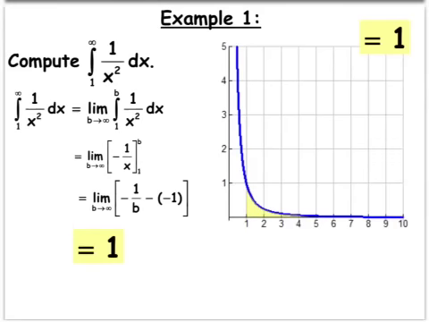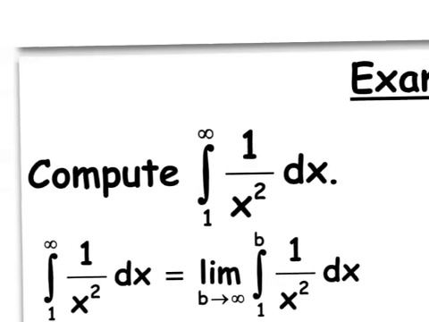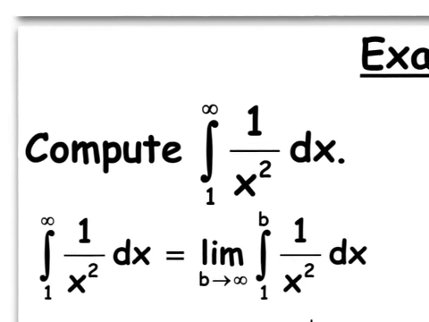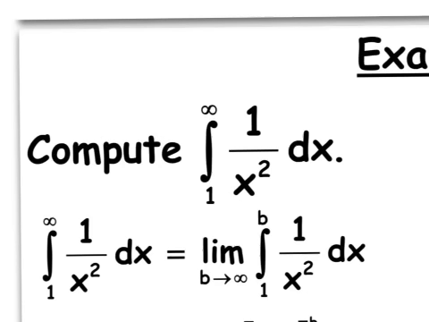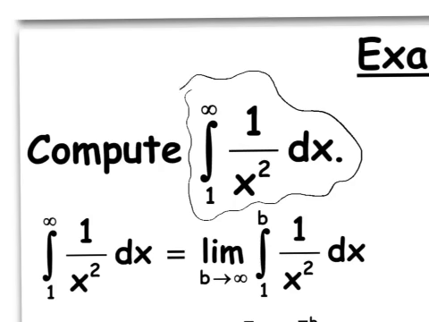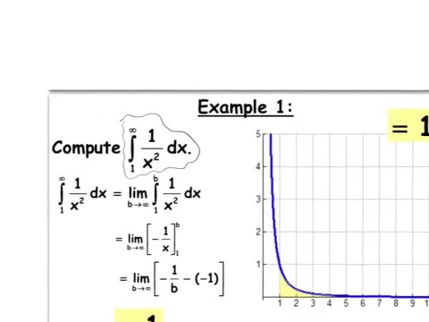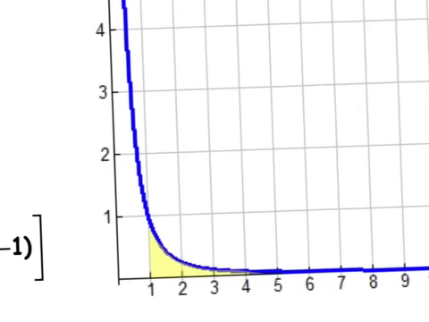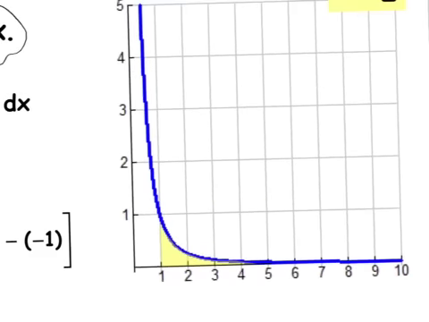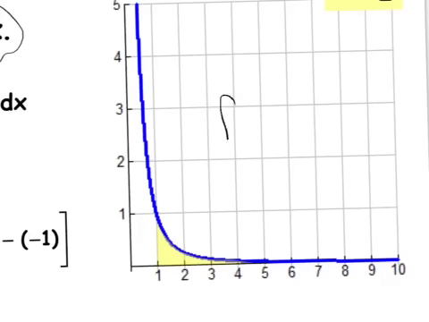So let's do our first example. What we're going to end up doing is we are going to compute the integral from 1 to infinity of 1 over x squared dx. The integral from 1 to infinity of 1 over x squared dx. And in order to do so, first you probably should think about what's actually happening here. If we're trying to compute the definite integral from 1 to infinity of 1 over x squared dx.